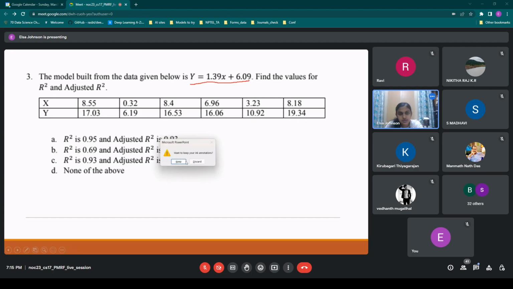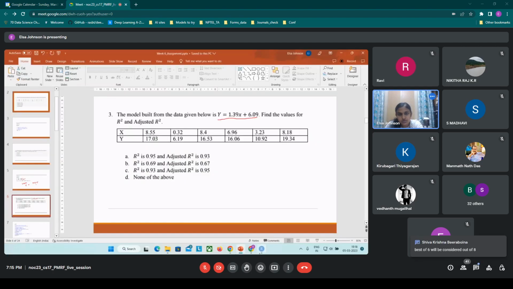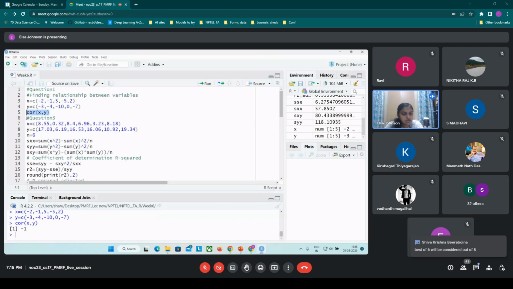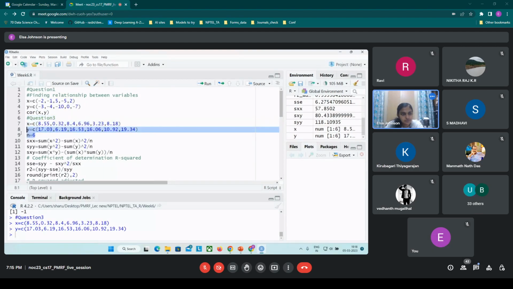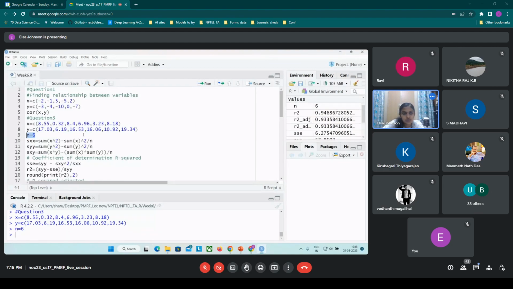Otherwise, you can calculate here. For question 3, these are the data, and the number of observations n equals 6. First you should find all of these things.